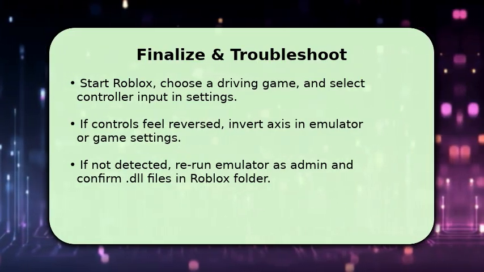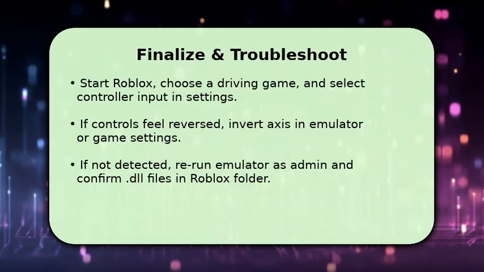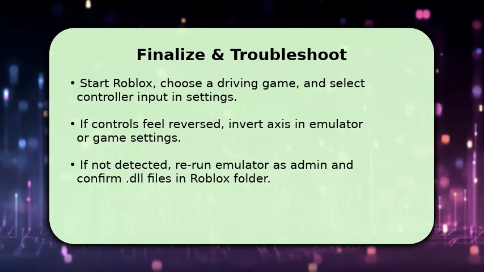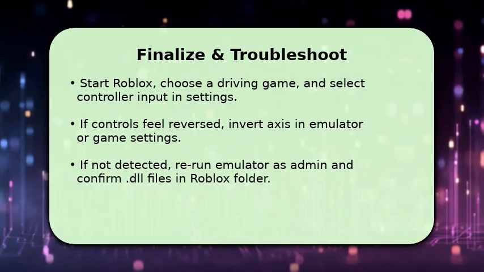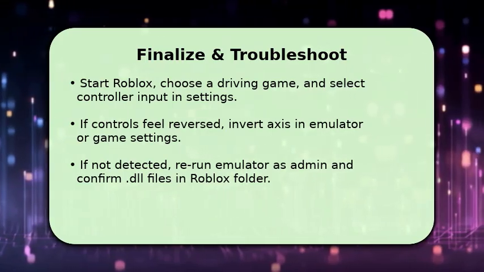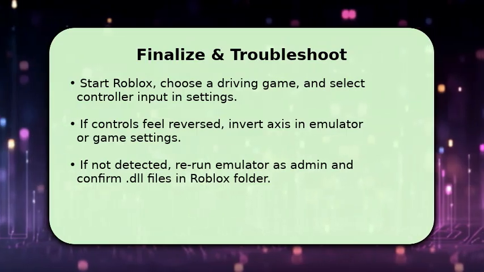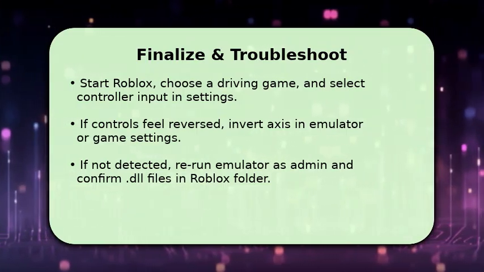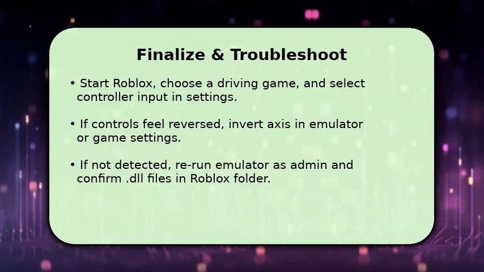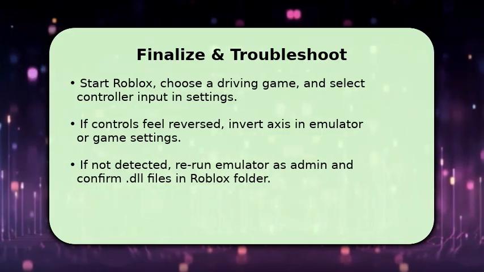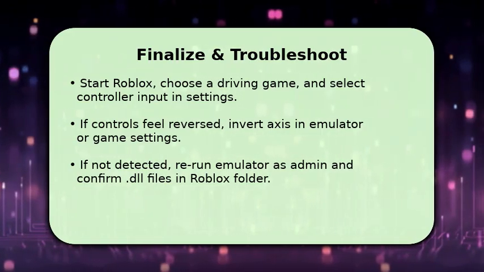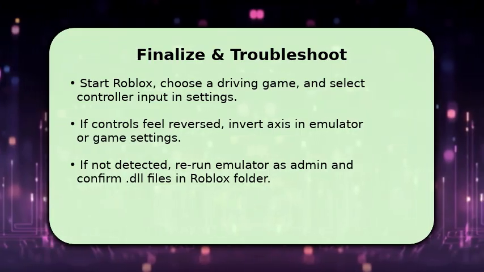If steering feels reversed or too sensitive, invert or tweak the axis and sensitivity in the emulator or game settings and retry. Make sure to run the emulator as administrator if Roblox doesn't pick up the device. When things go wrong, recheck the DLL files are in the Roblox player directory and that the emulator profile is loaded. This single troubleshooting step resolves most detection issues.